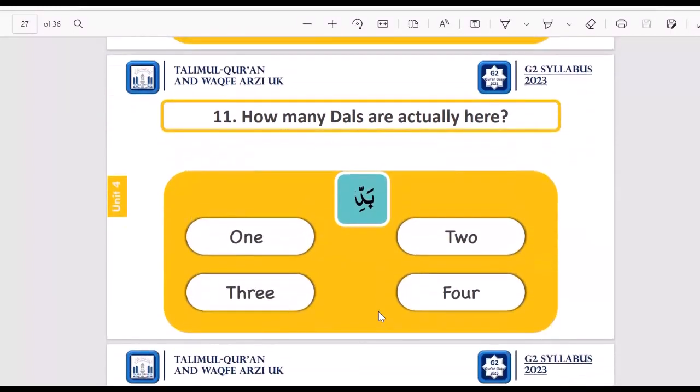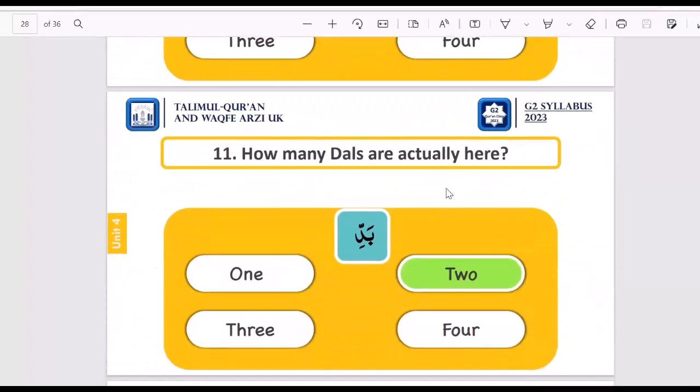Next question is, how many dals are actually here in this word? Is there only 1 dal, or 2, 3, or 4? Okay, there is some confusion. The answers are divided between 1 dal and 2 dals. All right, so the correct answer is 2.